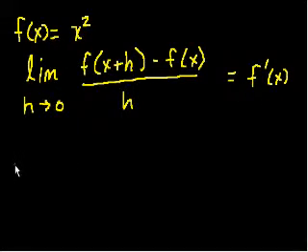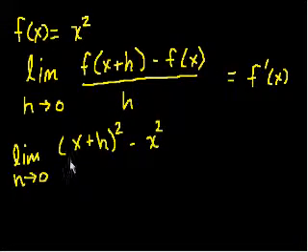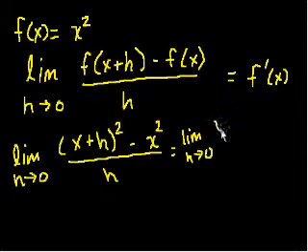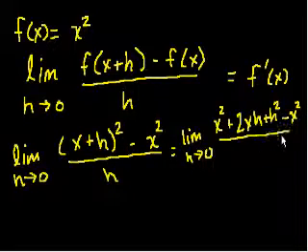So we're going to say the limit as h approaches 0 of f of x plus h. Well, f of x plus h is just x plus h squared, right? I just took the x plus h and put it into f of x, minus f of x, well, that's just x squared, over h. And this is equal to the limit as h approaches 0. Let's just multiply this out: x squared plus, what is this, 2xh plus h squared, minus x squared, all of that over h.